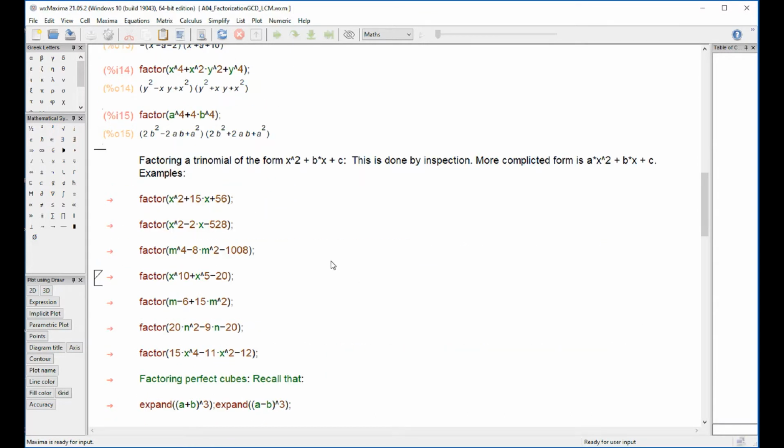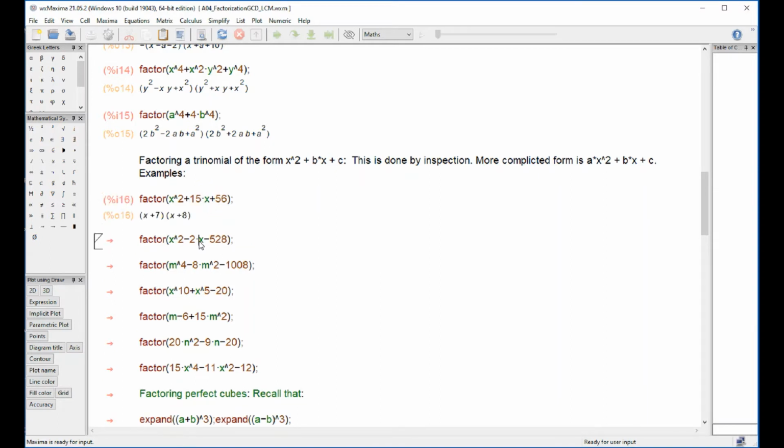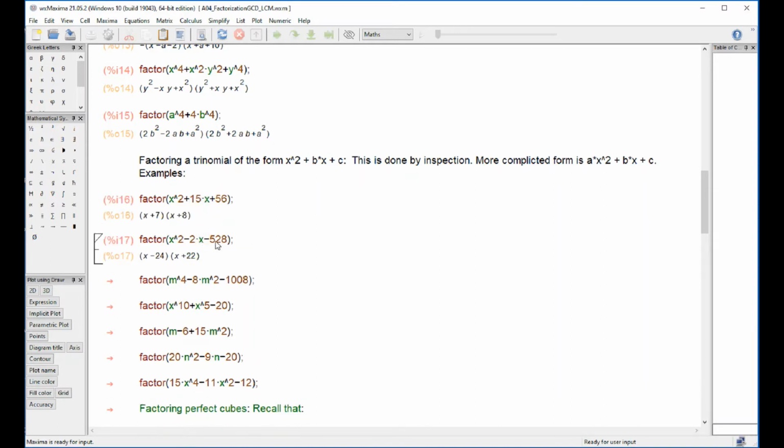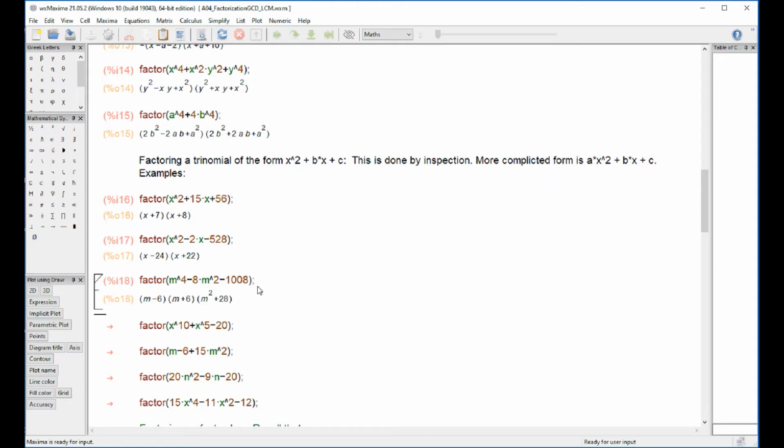Factoring a trinomial of the form x squared plus bx plus c. If it is factorable, factor will give you that result. Basically, you're looking for two terms that when you multiply them, 7 times 8, they give you this term, and when you add them, 7 plus 8 gives you this term. Here is a little bit more complicated. It's 24 plus 22. Here is even more complicated because the product should be 1008, but this is a fourth power, and so it gets factored like this. Let's try this one here.